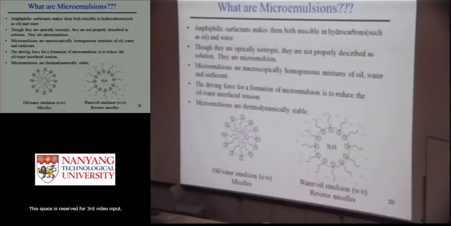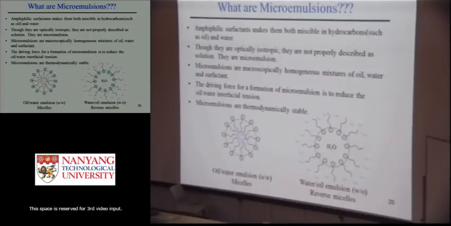So typically, this is a microemulsion. It's a mixture of oil, water, and surfactant. Although they are optically isotropic, when you look at them optically, they are not properly described as a solution. They are microemulsions because they are a mixture of three components. They do not form a solution. Microemulsions are microscopically homogeneous mixtures of oil, water, and surfactant.